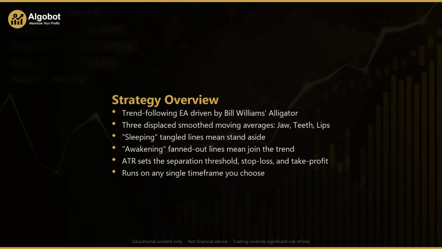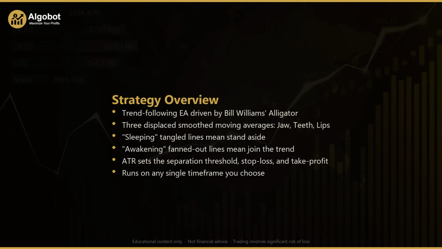The slowest line is called the jaw, using a period of 13 and shifted 8 bars forward. The medium line is the teeth, with a period of 8, shifted 5 bars. And the fastest line is the lips, with a period of 5, shifted 3 bars. Bill Williams gave these lines animal names because he pictured the market as a sleeping alligator. When the three lines are tangled together, the alligator is asleep, the market is coiling, and there's no clear edge. When the lines fan out and spread apart in order, the alligator wakes up with its mouth open, and that's the trend the strategy wants to identify.